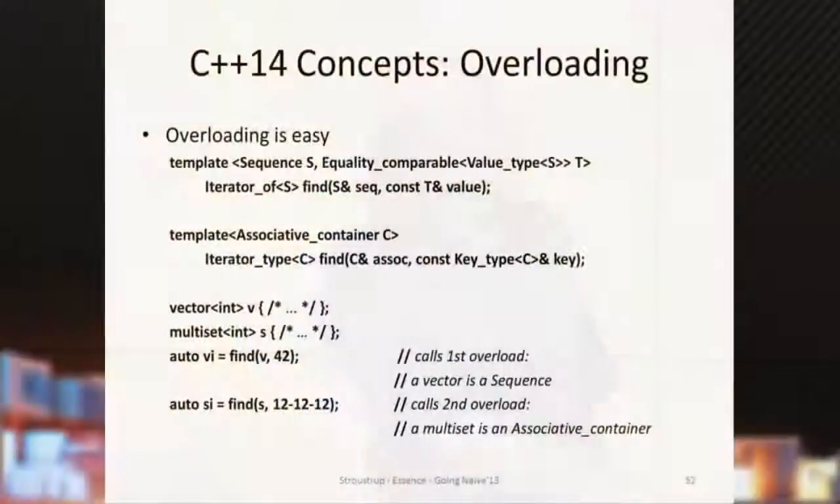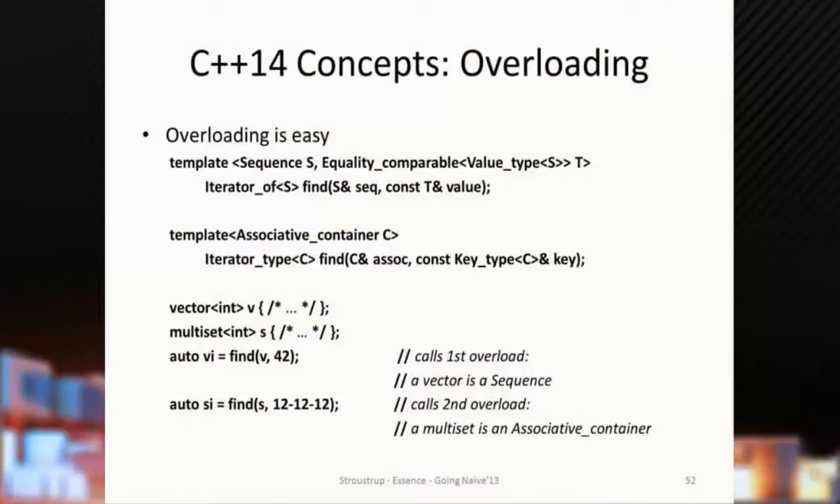Overloading is fairly easy. We have two versions of find, one for sequences and one for associative containers. If I take a vector and a multiset, I try to find something in a vector. It will find the first overload and go and search along. For the second one, it'll notice it's an associative container. It'll pick the second one, and it will do the search in the associative container, which is certainly not a linear search through it. That works.